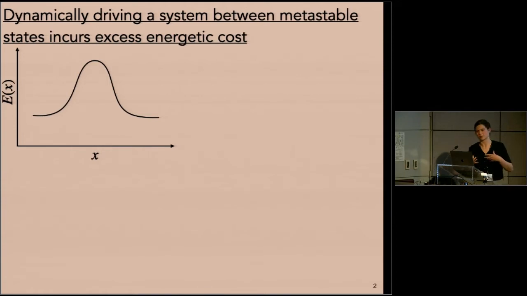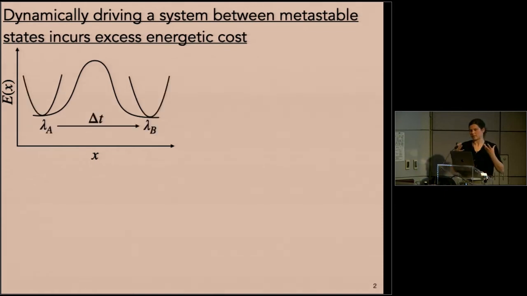So when we're thinking about a control protocol, one way that we can get the system over this energy barrier is by driving it. So we could have some sort of time-dependent external potential that varies some parameter of the system. In this case we're looking at a harmonic trap, and you can move the center of the trap from one end to the other in order to drive the system between the metastable states.